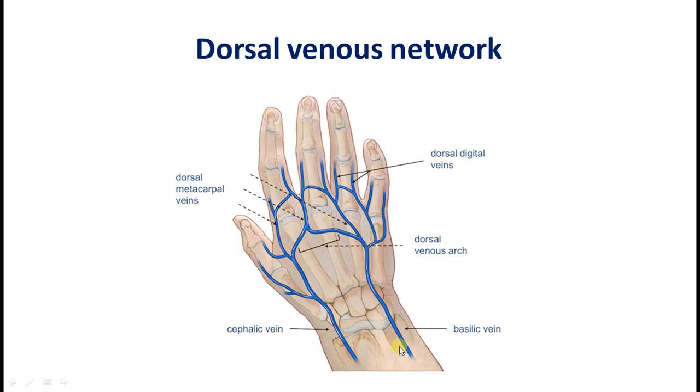So that is the formation of the dorsal venous network. The lateral part of the dorsal venous arch, joined by the dorsal metacarpal vein of the radial side of the thumb, forms the cephalic vein. The basilic vein is formed by the medial part of the dorsal venous arch and the dorsal metacarpal vein from the medial side of the little finger joined together.